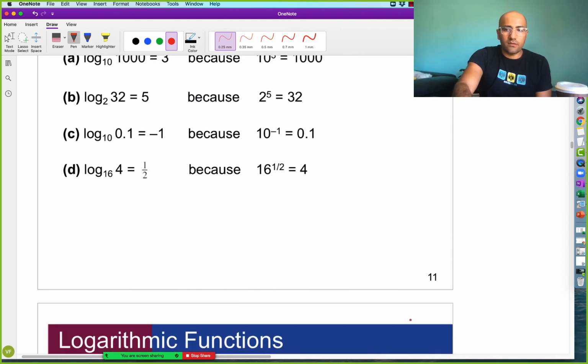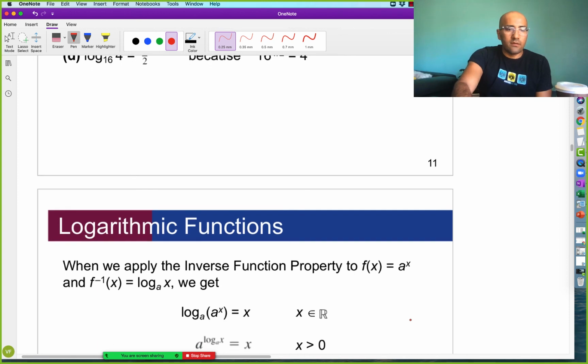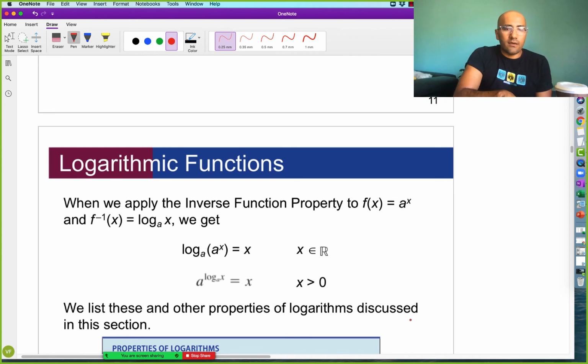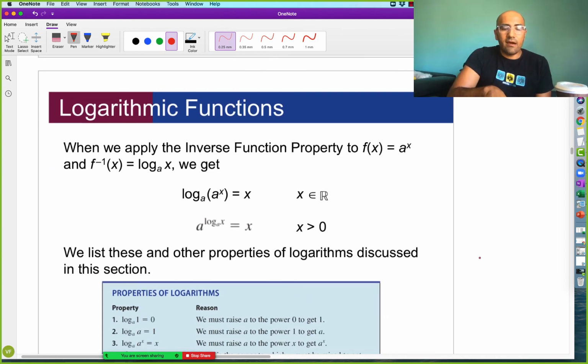Okay, so that's the results we just had. When we apply the inverse function property of our functions, we get this: log base a of a to the x equals x, and a to the log base a of x equals x, right? They undo each other, so they sort of represent a round trip through these functions, right?